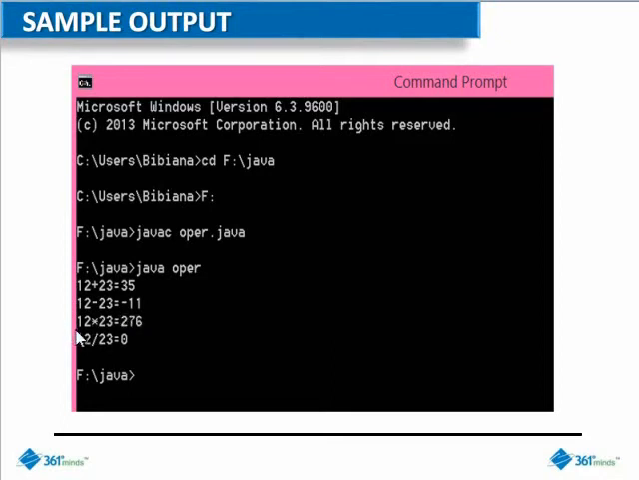The same way, the 12 into 23 and the 12 by 23. Because I have taken them as integers, 12 by 23 is shown as 0. If I had passed it as a float, then I would have got a decimal value, because when I divide two integers, I only get the quotient and not the remainder. So that's why it just shows 0. So care should be taken to pass the correct values or the data types for the variables that you use.